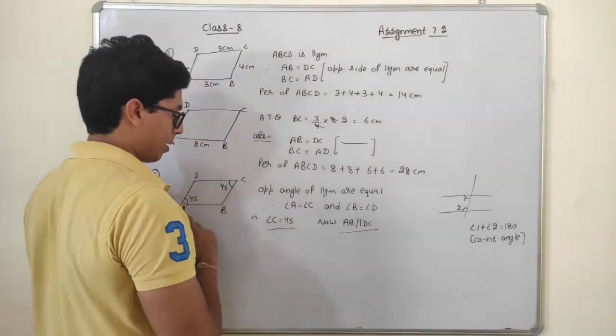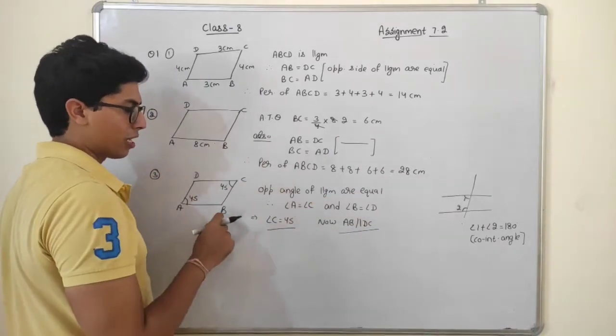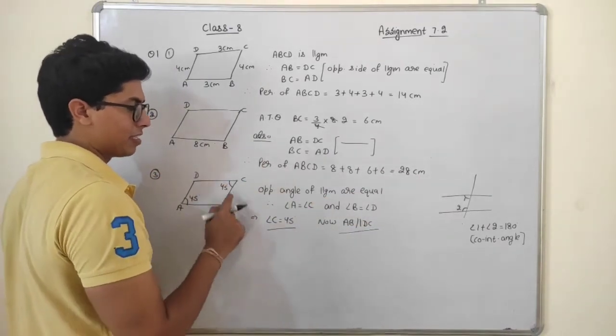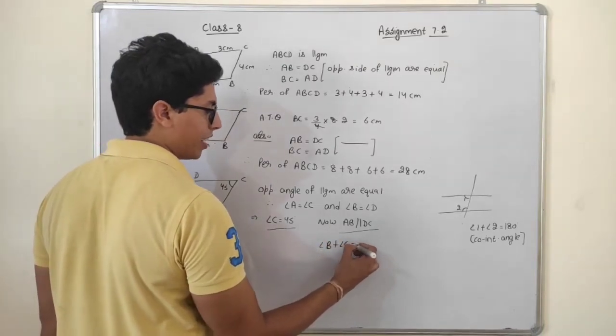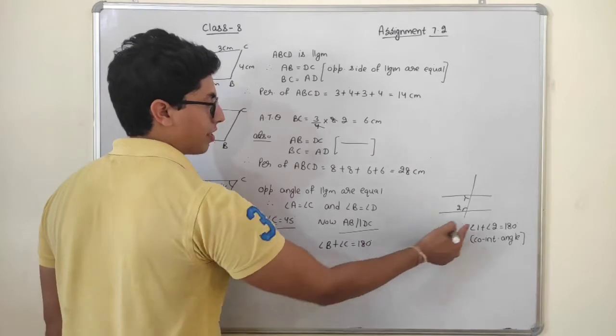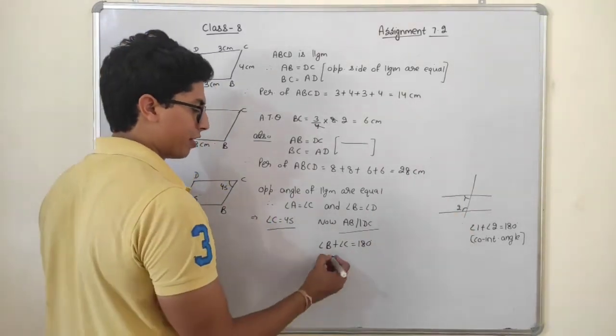Now students, AB is parallel to DC. Similarly, this is BC, the transversal I can say. So angle B plus angle C is equal to 180 degree. And the reason is co-interior angles. Angle C is 45 degrees, students.